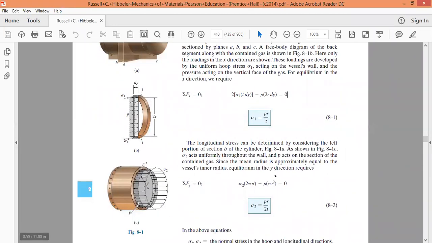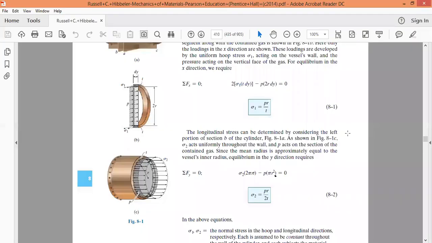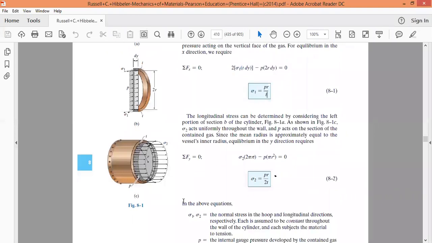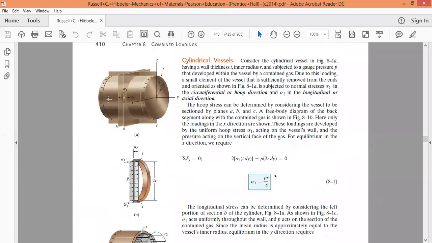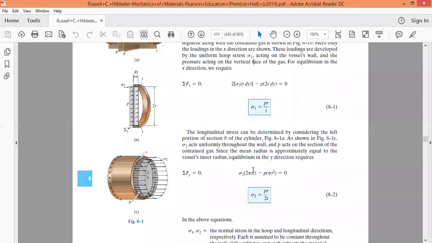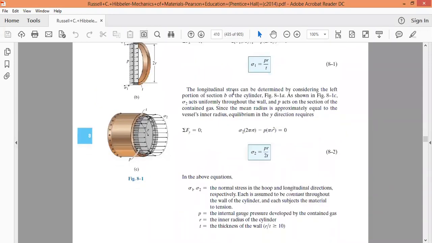Now we have to discuss the longitudinal stress. After deriving what we call the circumferential stress or the hoop stress, let's talk about the equilibrium along the y direction. Because we said that in the pressure vessel there will be two types of stresses. One is the stress sigma 1, the circumferential stress, but there will also be the stress along the longitudinal y direction, what we call the longitudinal stress. Let's see how we can quantify this longitudinal stress.